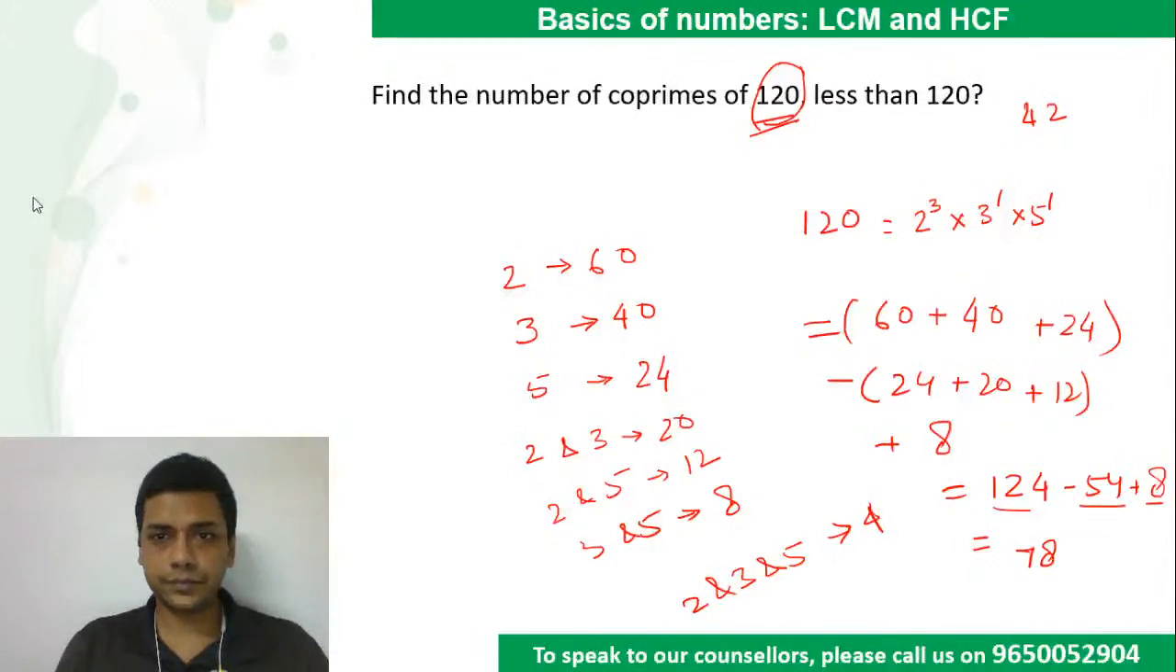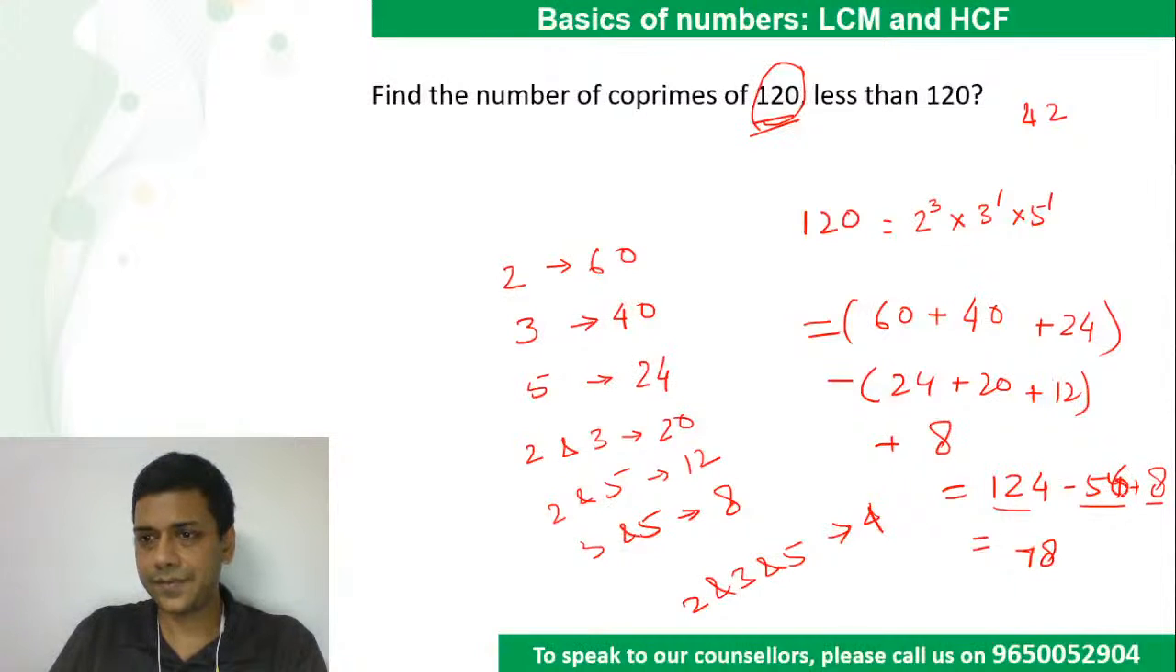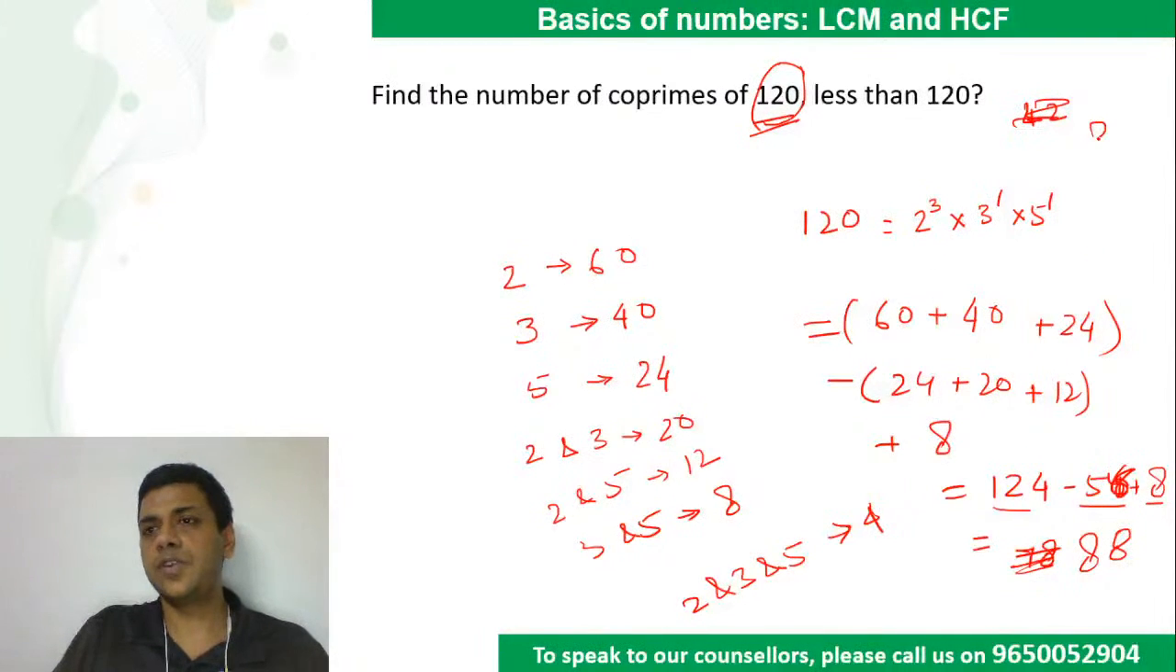Okay. Is it correct or wrong? Okay, so tell me it is 56 plus 8, which makes it 88. Okay, so my answer would be 32. It's not 42, it's 32.